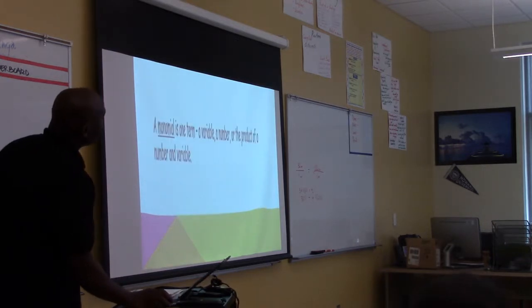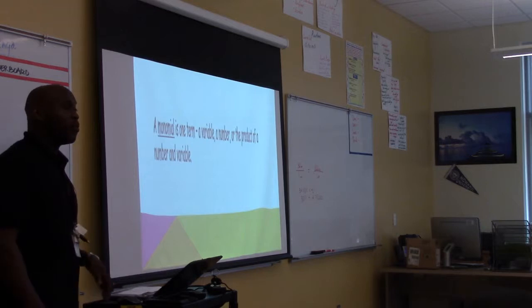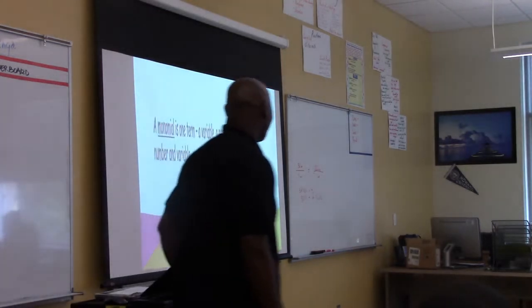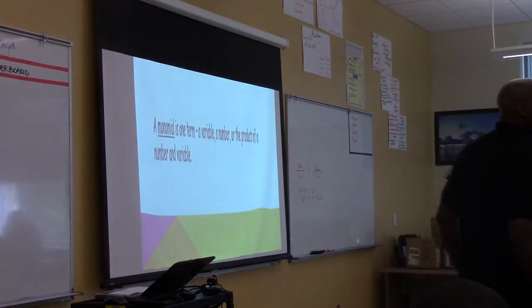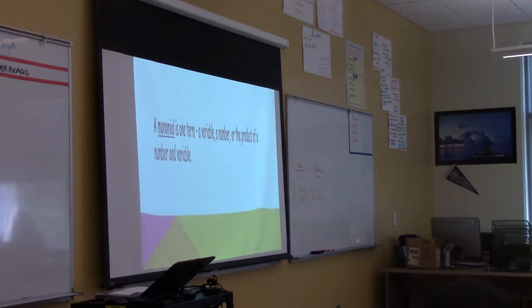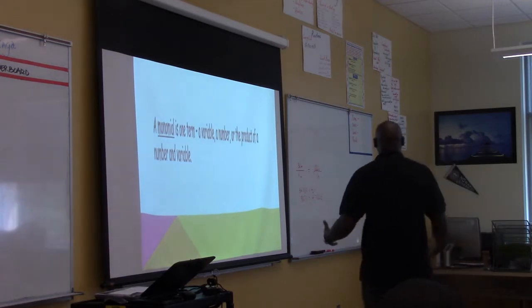The first thing that we have to understand is a monomial. What is a monomial? A monomial is one term: a variable, a number, or the product of a number and a variable. So a monomial is a term. What does that look like?